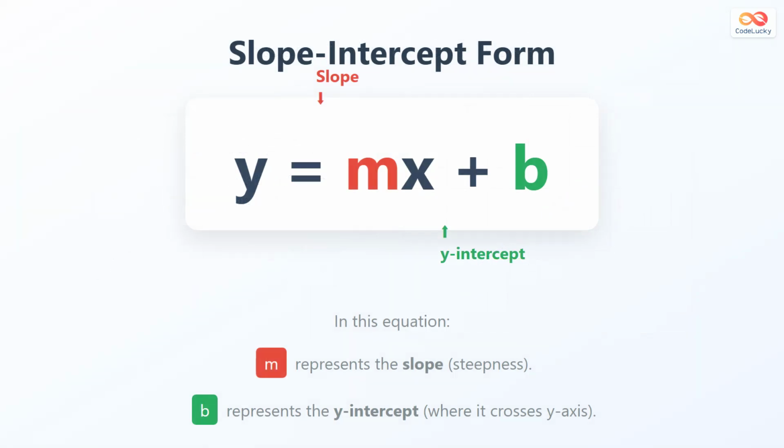When we look at the equation of a line in slope-intercept form, which is y equals mx plus b, the variable m is our slope. The variable b is the y-intercept, which is the point where the line crosses the vertical y-axis.